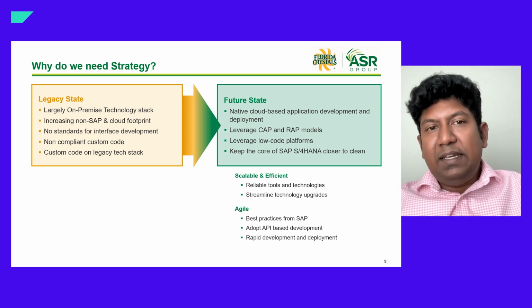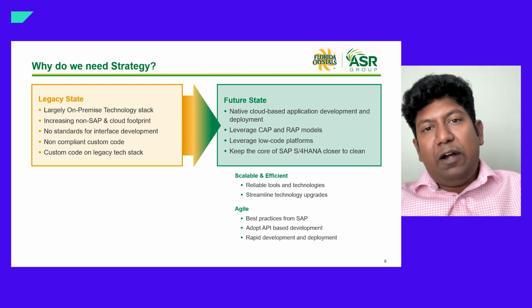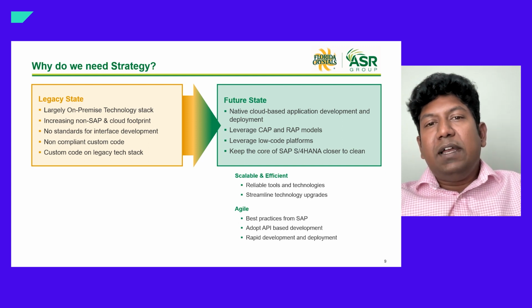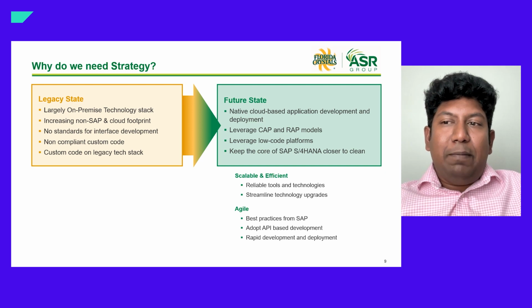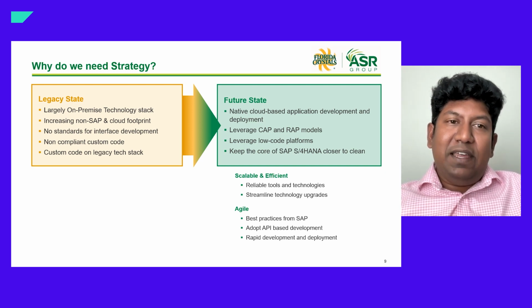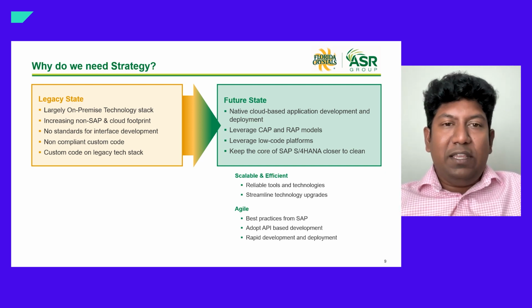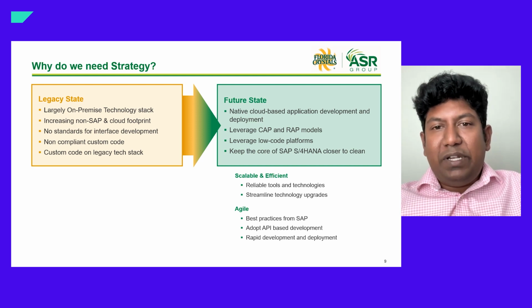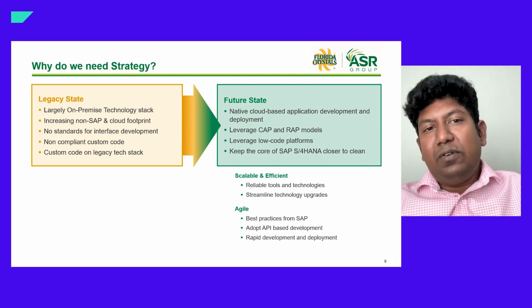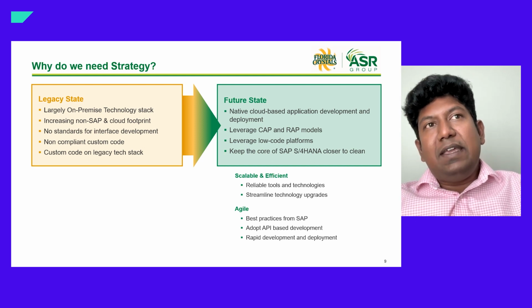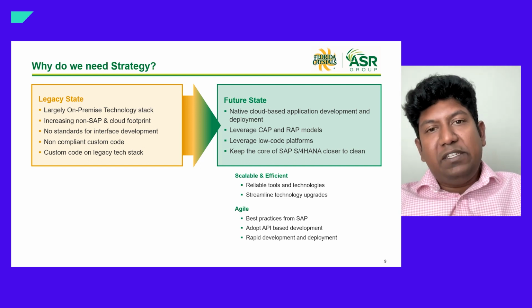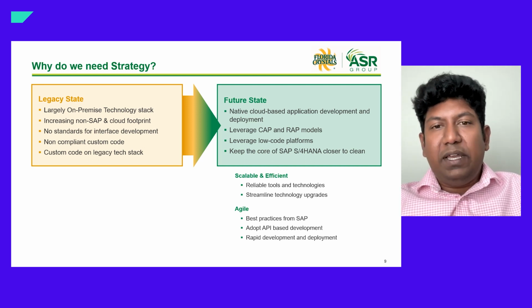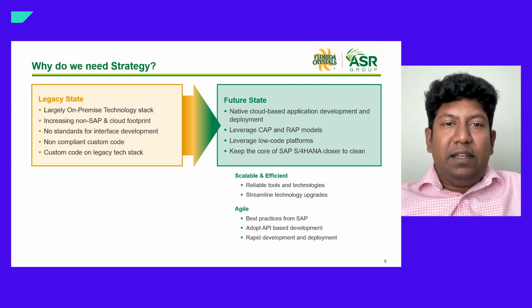However much we could simplify our S4 HANA core, it is better for us. How do we do that? We have to have a better strategy. How do we make our core closer to clean? I'm not sure we could ever go to a fully clean core, because in one way or another things will be there. But my goal is keeping the core closer to clean so we can really improve our upgrade cycle. We can take full advantage of the capabilities released by SAP and their thought leadership.